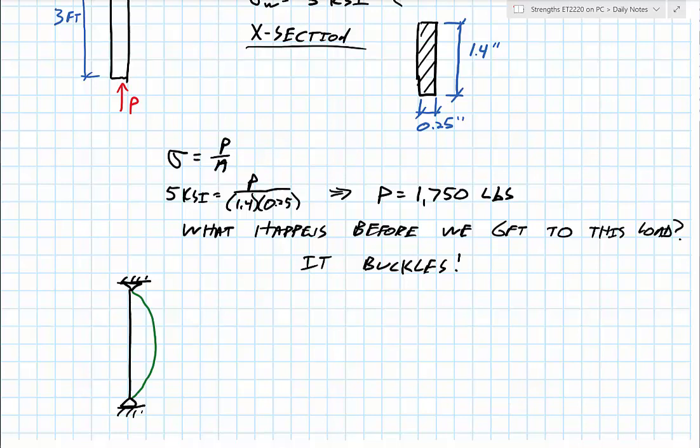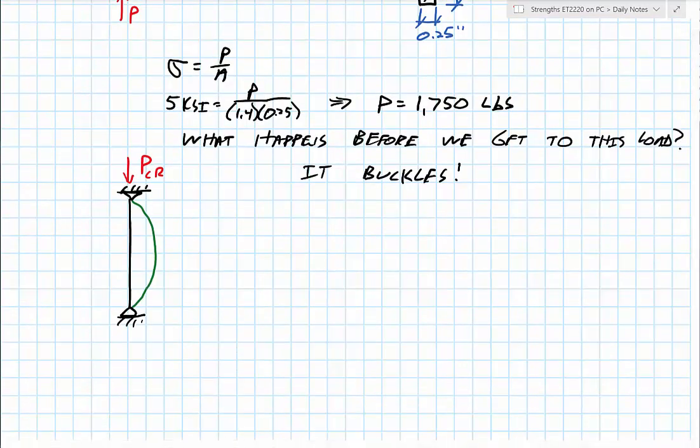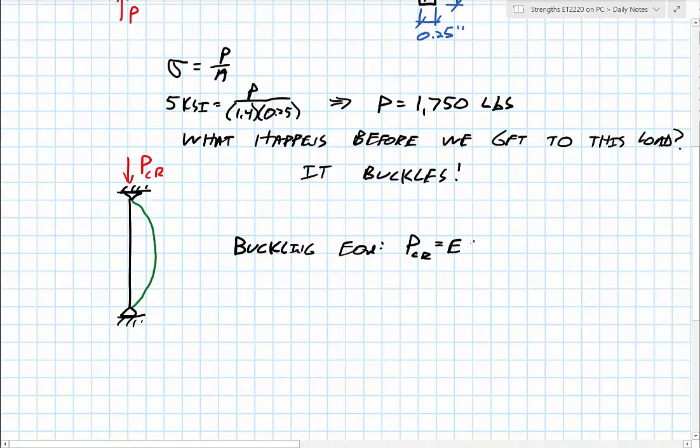So in order to come up with the force that would cause that, there is a longer equation that we could develop using differential equations, but instead I'm just going to give it to you in the hopes of keeping this video somewhat reasonable in length. And that buckling equation looks like this. Our critical force that would cause failure is equal to E, which is our modulus of elasticity, times I, moment of inertia of the cross section, times pi squared over, in the denominator, KL squared.